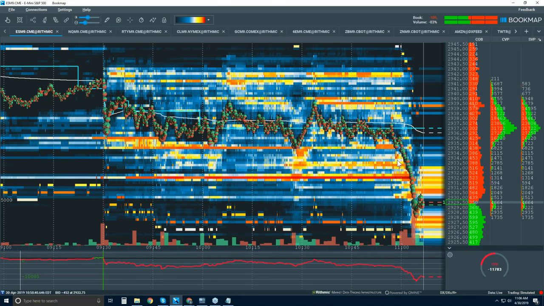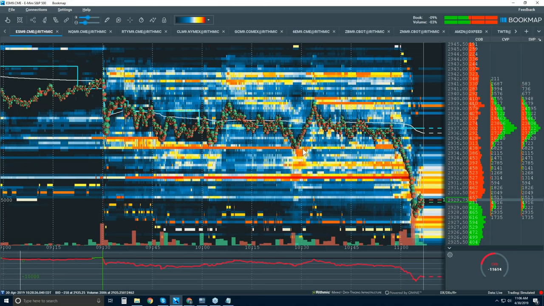Now, looking at the Bookmap chart, you're probably looking at this for the first time if you're new, and it looks pretty chaotic. There's a lot going on. It looks very complex. It's actually not. It's really very straightforward data. There are only three elements here.